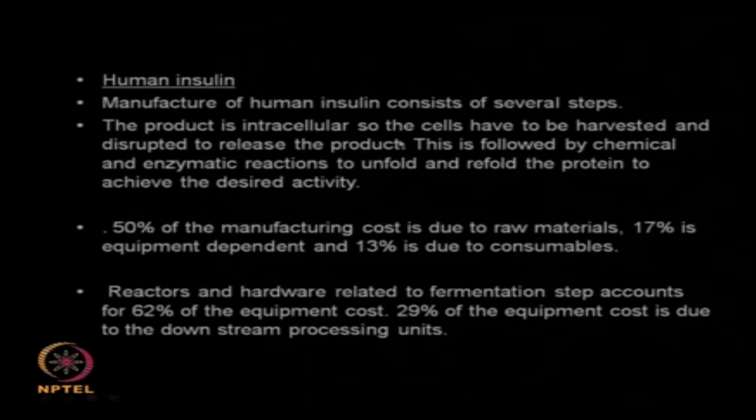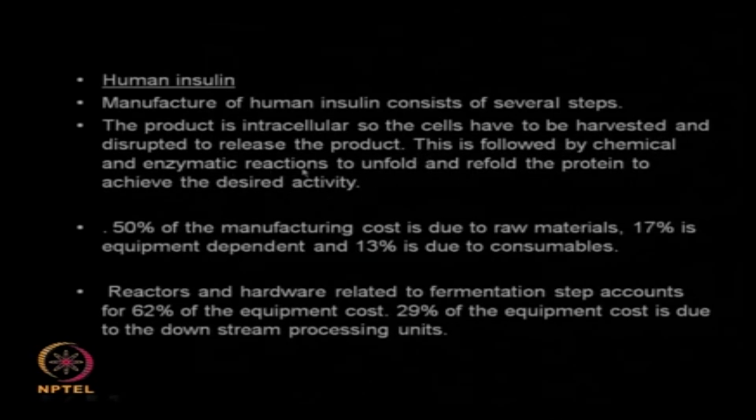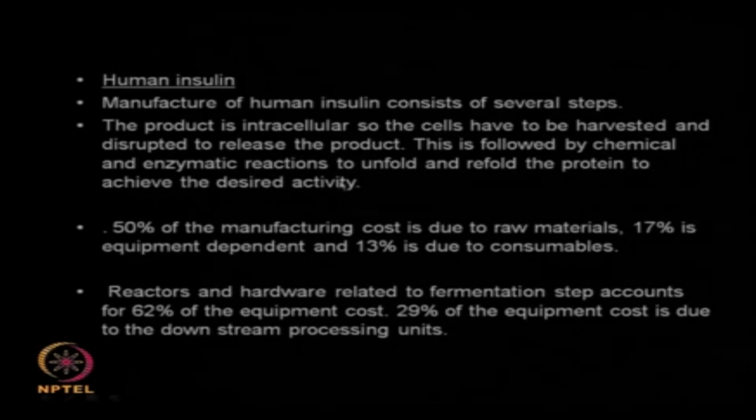Okay. So, once you get the intracellular product, that is not the insulin, you need to convert it into insulin, which is done through an enzymatic reaction. So, you need to unfold the protein and then again refold the protein, so that it achieves the desired performance. Now, then it becomes the actual insulin. So there are certain enzymatic reactions that take place which unfold as well as refold the protein, so that the desired activity is obtained.